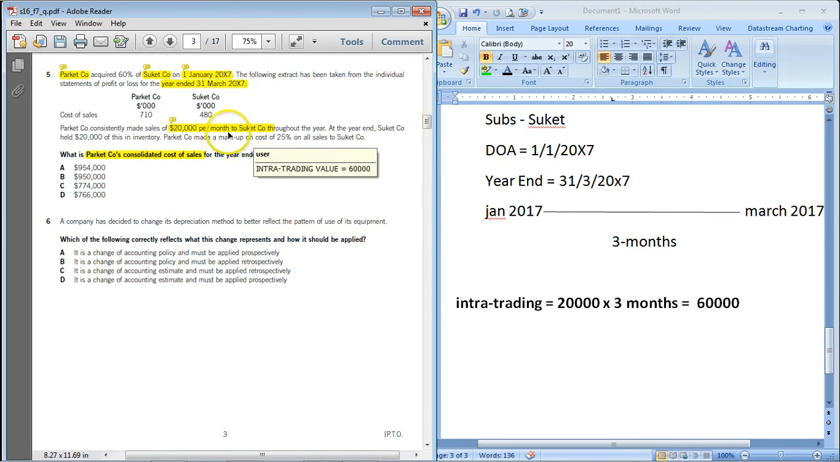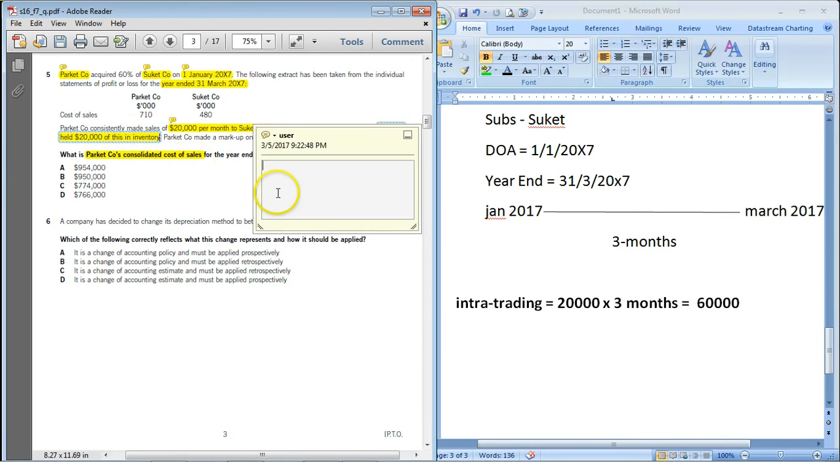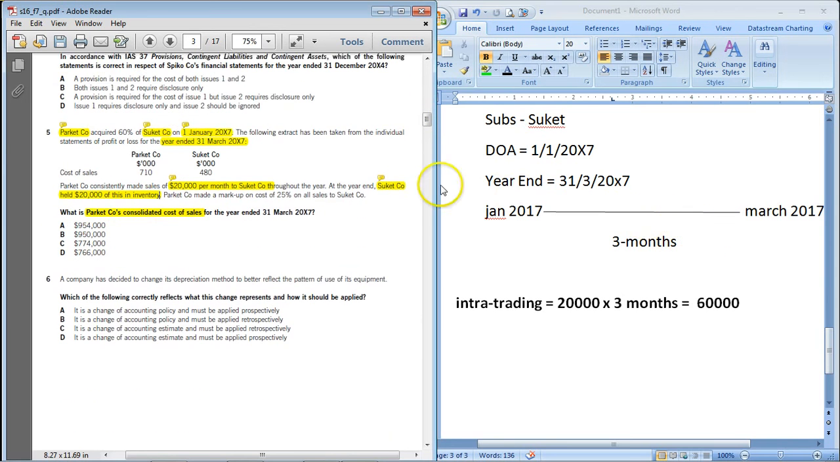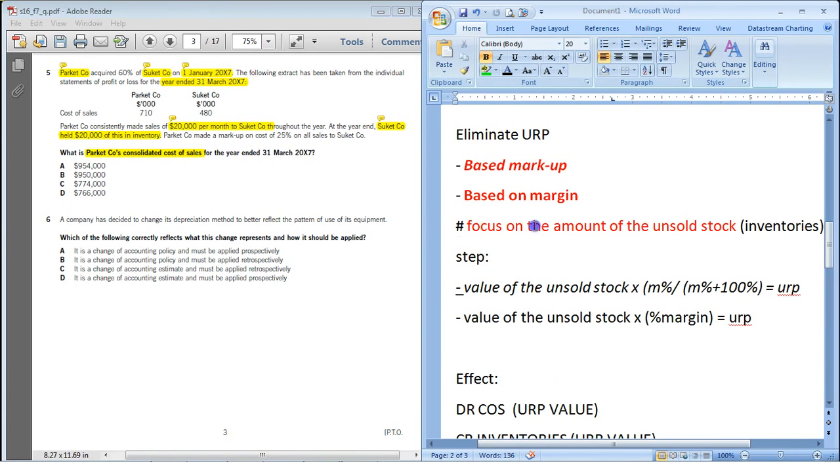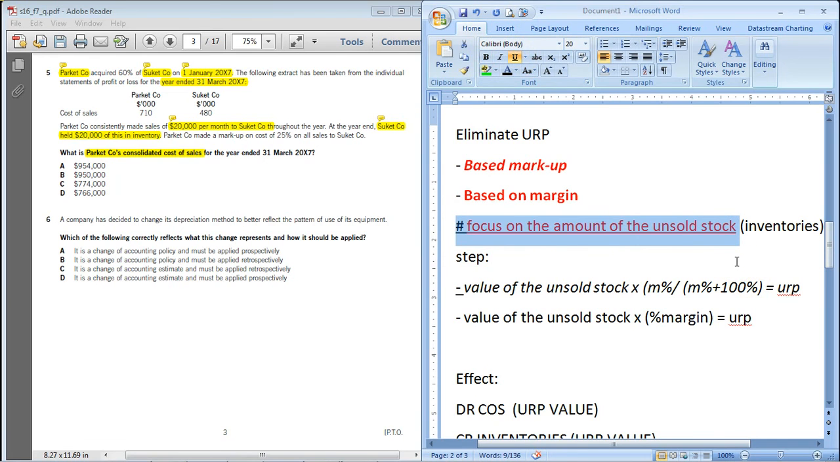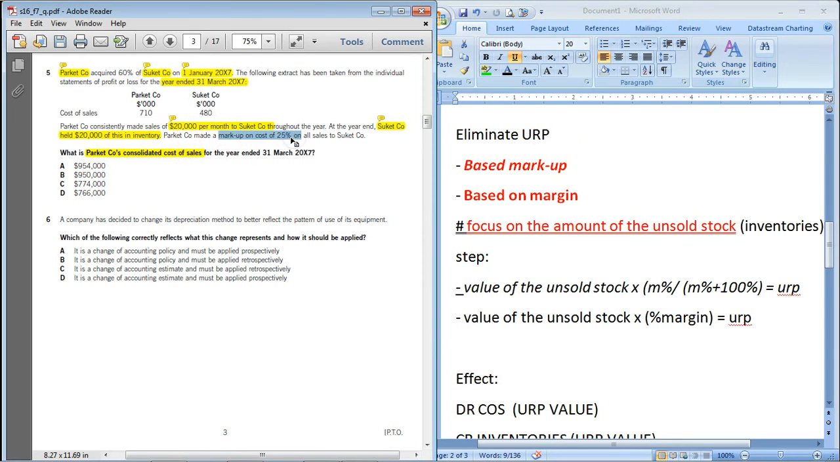Okay, so I get my intra-trading amount. At the year end, Suket Company has 20,000 inventory. What indicator is this, class? As you can see, Suket Company, the buyer, still holds the inventory in its position. Correct. This is the unsold stock value. Remember, as I mentioned just now, when you want to calculate the URP, you must focus on the amount of the unsold stocks of the buyer. Who is the buyer? Correct, class. Suket Company is the buyer. So now you still have 20,000 in your position. So the amount of unsold stock is 20,000. Using what method? You have to know. Oh, markup on cost of 25%.